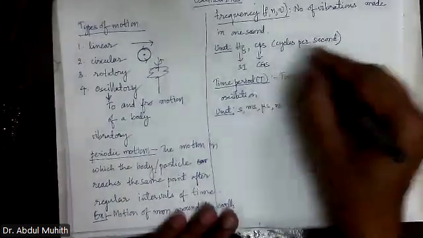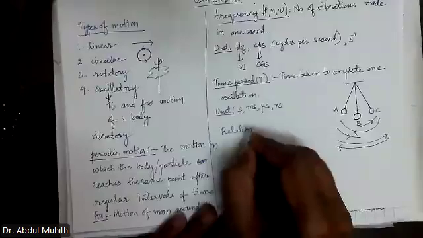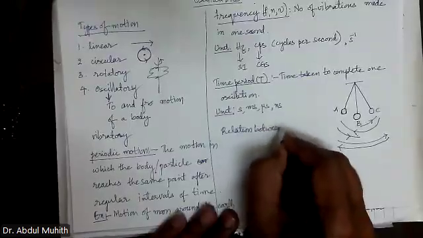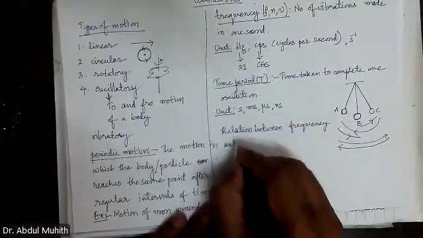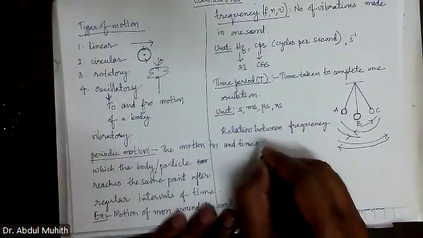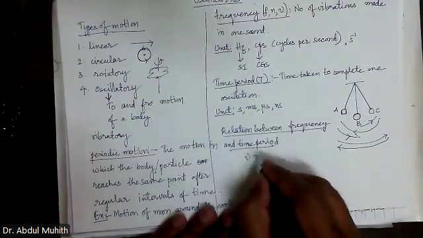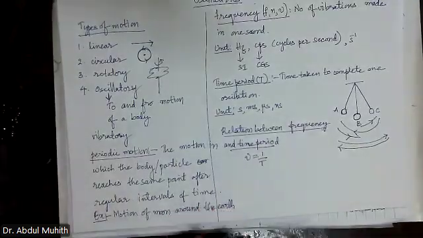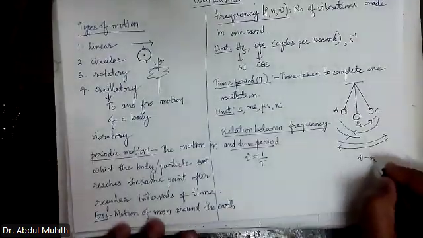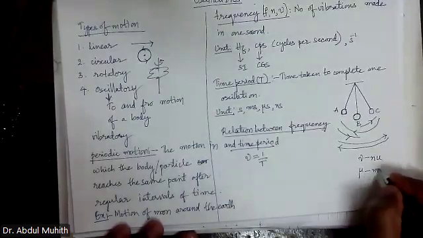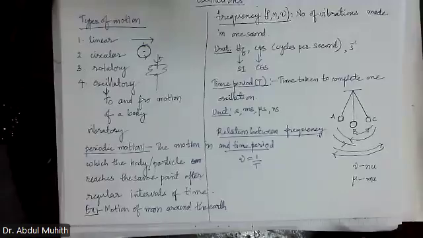One more unit for frequency is per second. The relation between frequency and time period, I think you studied in chemistry also. Nu is equal to 1 by T. This letter is nu, N-U. This is mu. So that's the difference between mu and nu.